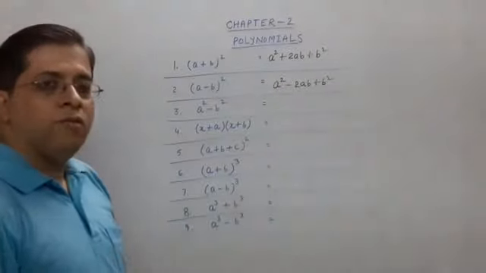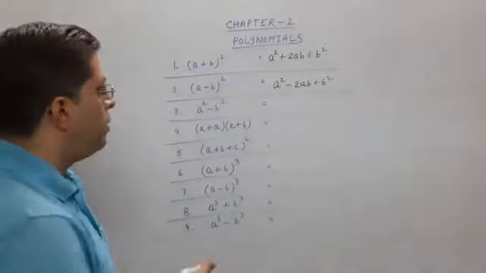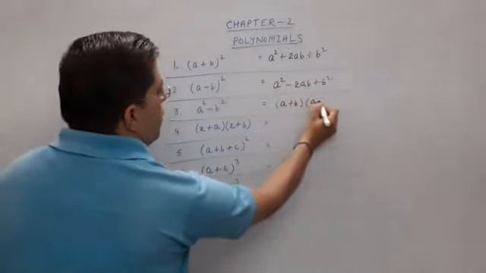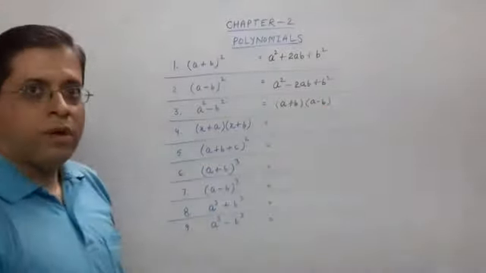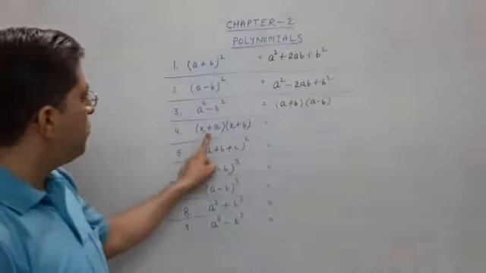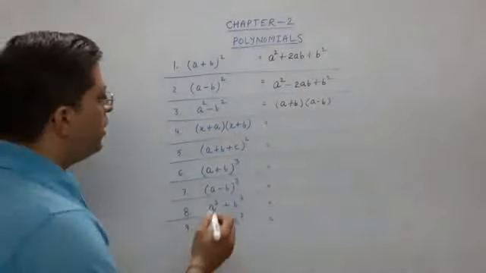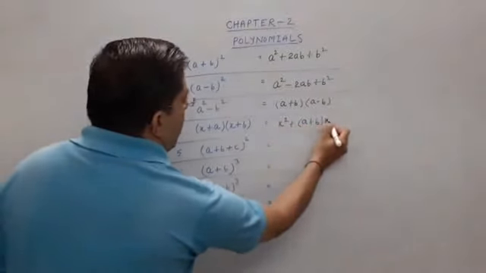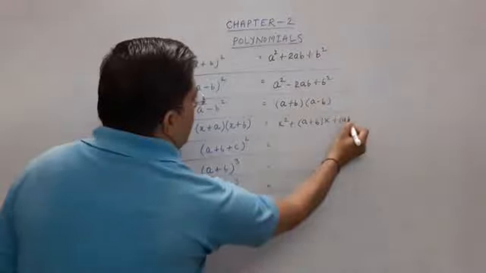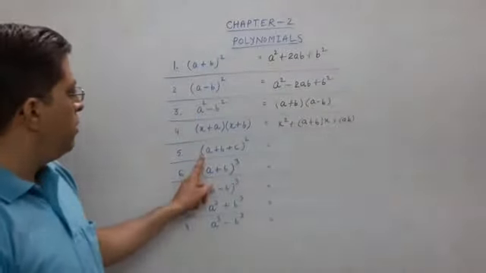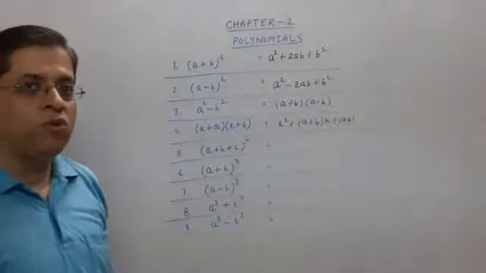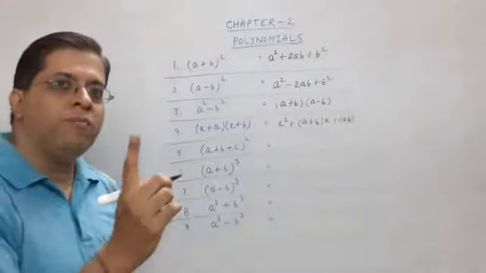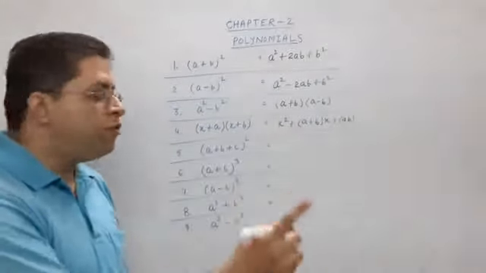Okay, then what is a square minus b square? This is (a + b)(a - b). Okay, now come on, the next identity is what? (x + a)(x + b). That is x square plus (a + b) into x plus ab. Then next one is (a + b + c) whole square. What is the identity? This is a square plus b square plus c square plus 2ab plus 2bc plus 2ca.